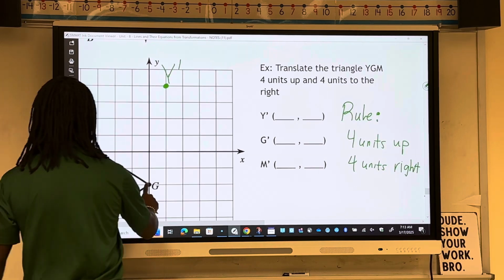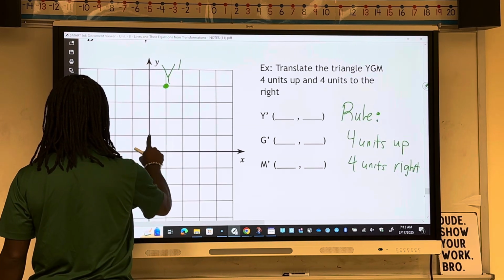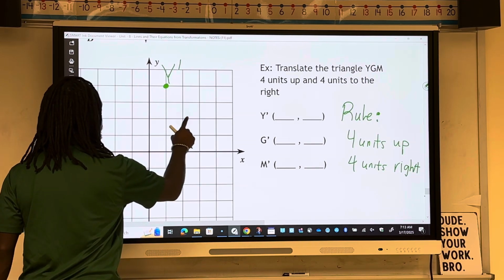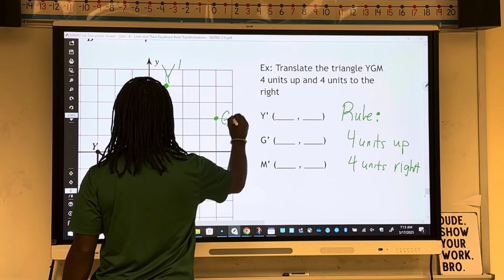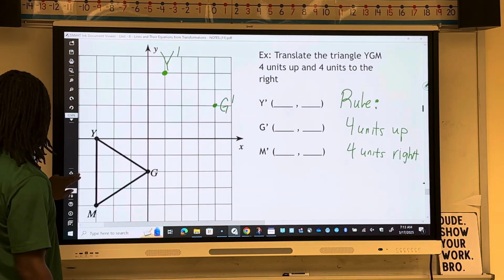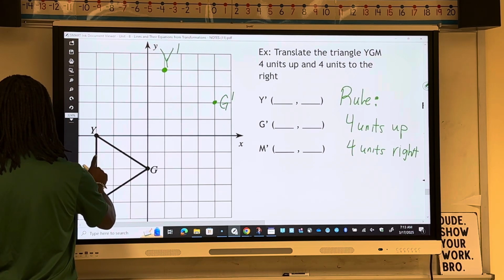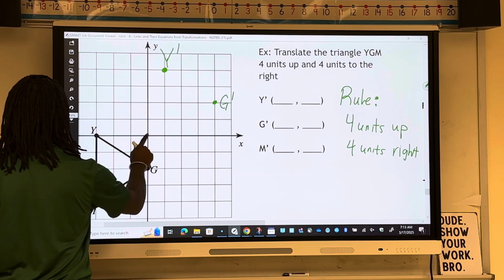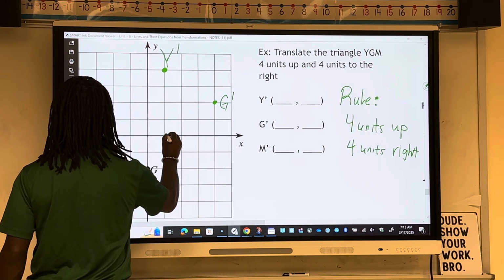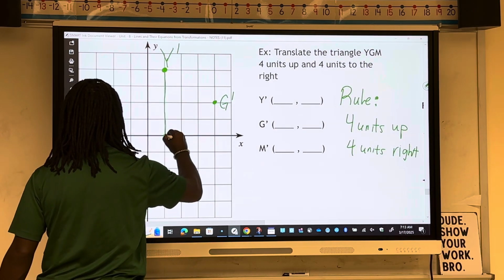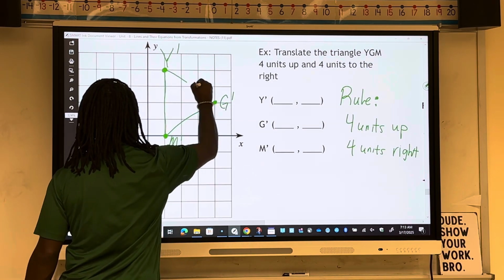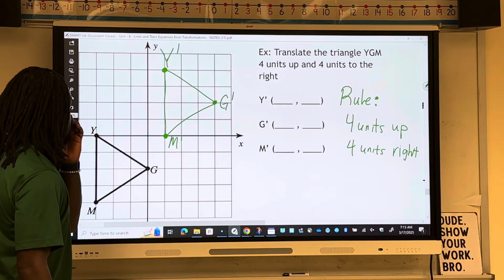Okay, start here. 4 units up: 1, 2, 3, 4. This is where our new G would be. And then M: 1, 2, 3, 4. Here's where I knew M would be. Connect the points. All right, and that is our translated figure.